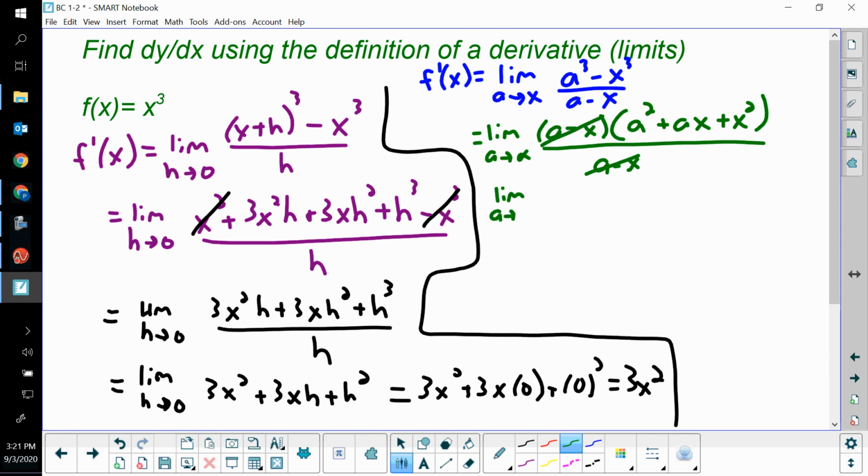If a was approaching 7, that means everywhere there's an a, we would put a 7. But if a is approaching x, everywhere there's an a, we'll put an x. So we get x squared plus x times x plus x squared, which would give us 3x squared. So two different methods, just thinking about it in different ways, but producing the same result.